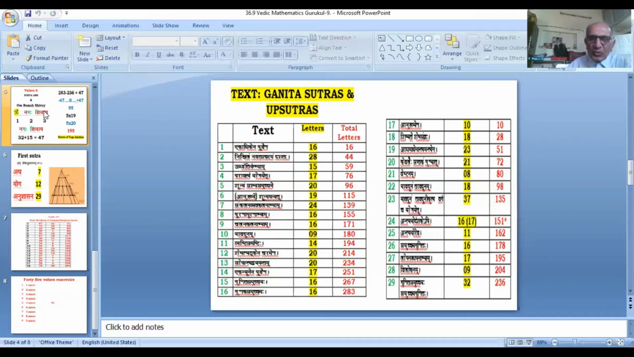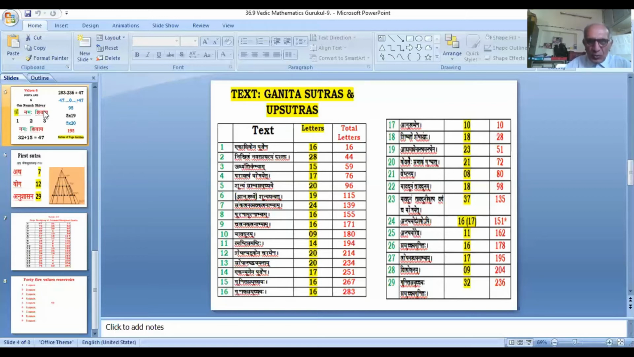text of the sutras. Ganita Sutra 1, Eka Dikain Purvain, is a composition of 16 letters. The first formulation, Eka Dikain, is a composition of 9 letters, while the second formulation, Purvain, is a composition of 7 letters. Together, Ekadikein Purvain leads us to 16 letters.